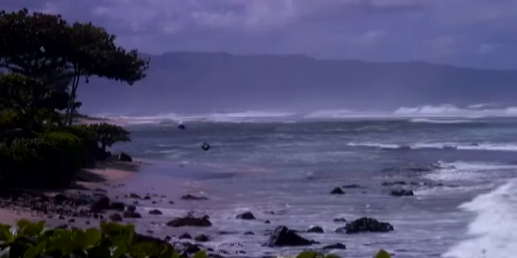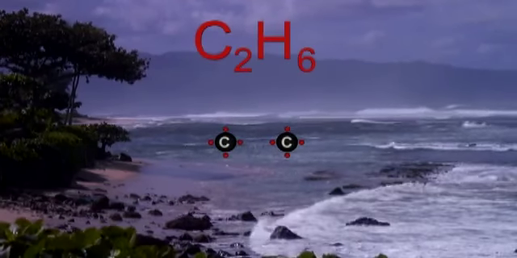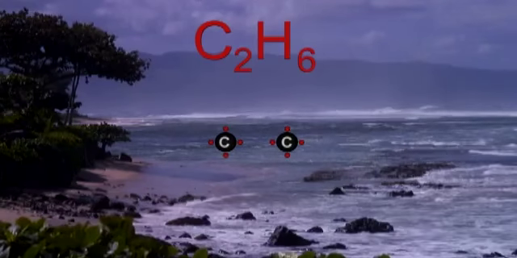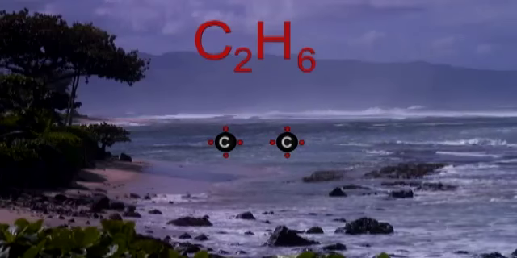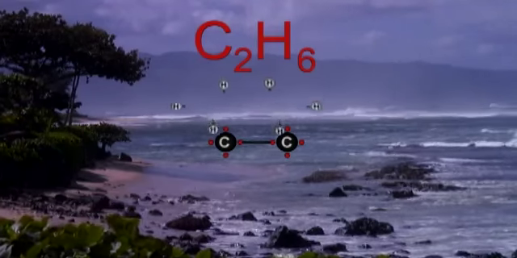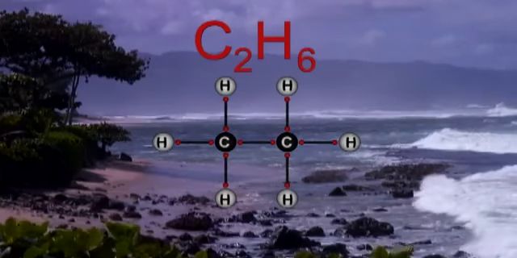Let's start our alternative approach to drawing Lewis structures by examining ethane, C2H6. Each carbon has 4 valence electrons and needs 4 more electrons for full valency. Thus, it will do this by forming 4 bonds. Each hydrogen atom has 1 electron and needs 1 more. Thus, it will form 1 bond.